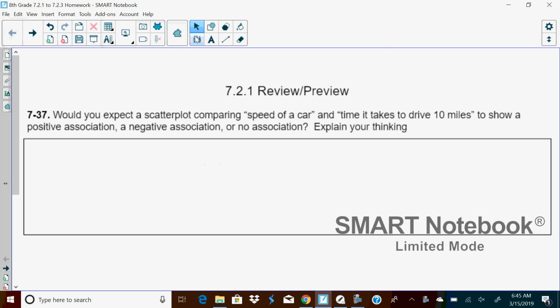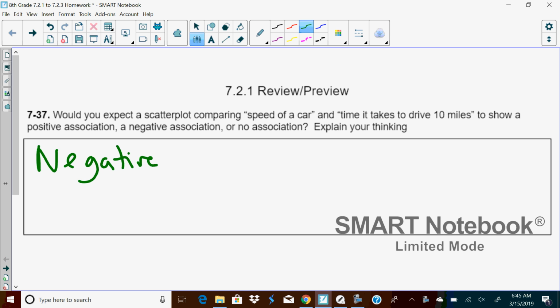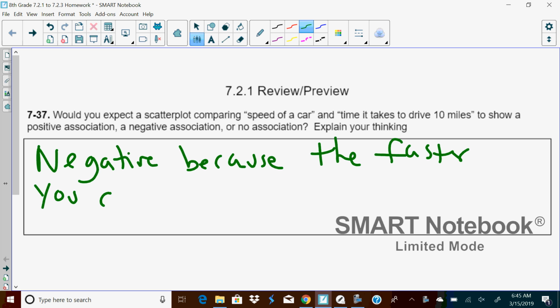Okay, here's the homework for the 721 review preview. Problem number 37 says, would you expect a scatter plot comparing speed of a car and time it takes to drive 10 miles to show a positive, a negative, or no association? Explain your thinking. It's a negative association, because the faster you drive, the less time it takes.